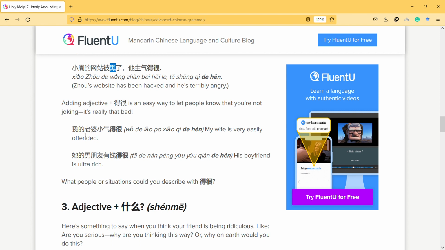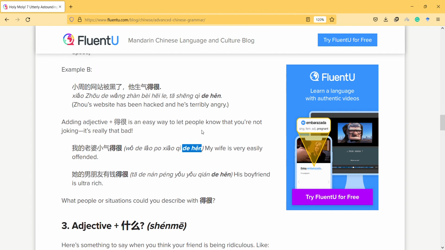我的老婆小气的很. 小气 means mean. Lao po means wife. Xiao qi is mean, and the hen makes it like, she's so mean.